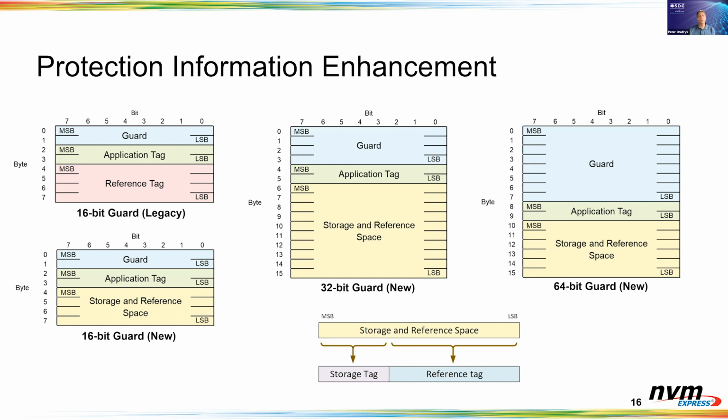Some applications may want a large reference tag, other applications may want a large storage tag, yet other applications may want to split this field into a storage and reference tag. The figure in the lower middle of this slide shows how this works. When you split the storage and reference space field, the upper bits become the storage tag and the lower bits become the reference tag.